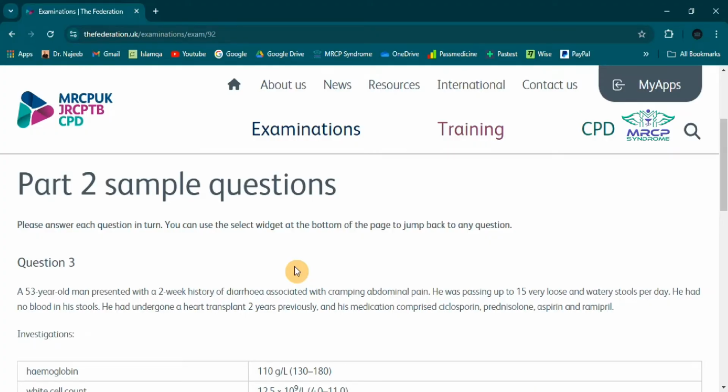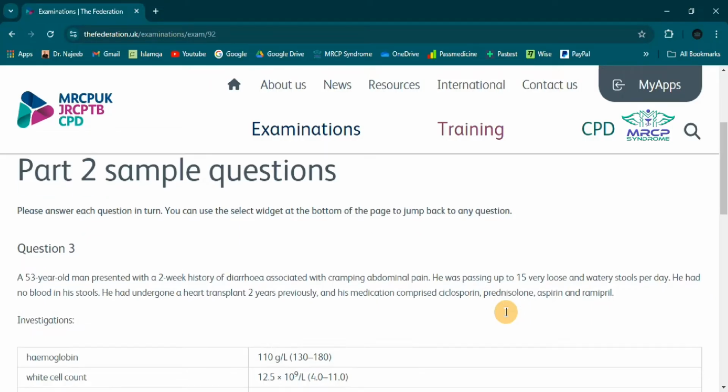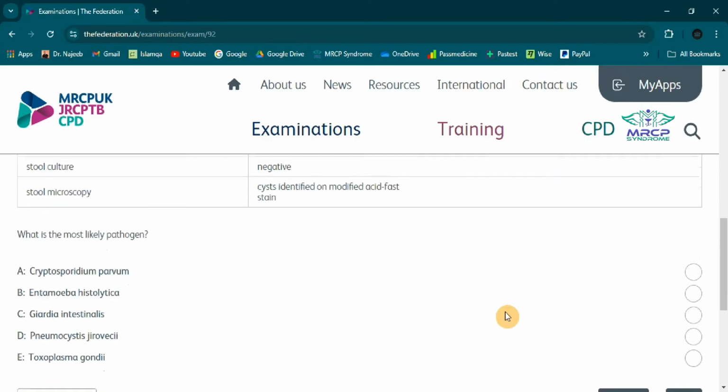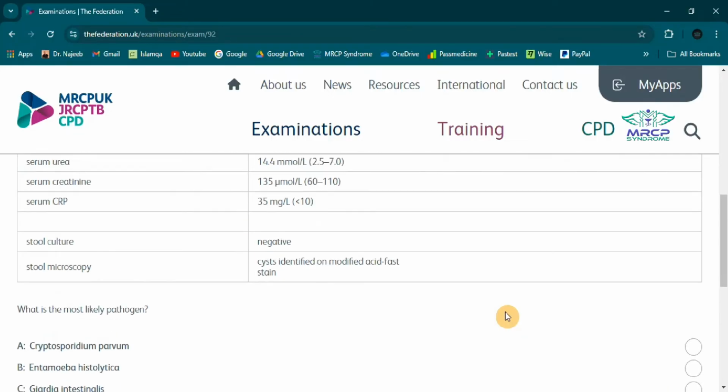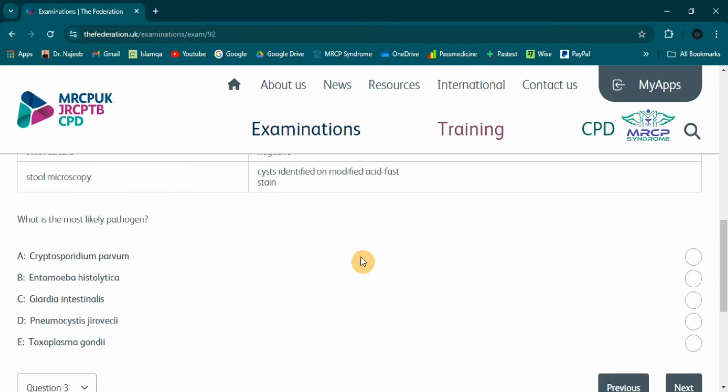And this patient also has an immunocompromised status. The patient is immunocompromised due to his heart transplant, and is also on ongoing immunosuppressive therapy, both cyclosporin and prednisolone, making him susceptible to opportunistic infection. So given the patient's immunocompromised state, the presentation of watery diarrhea, and the identification of a cyst on modified acid-fast staining, what should be the most likely pathogen?